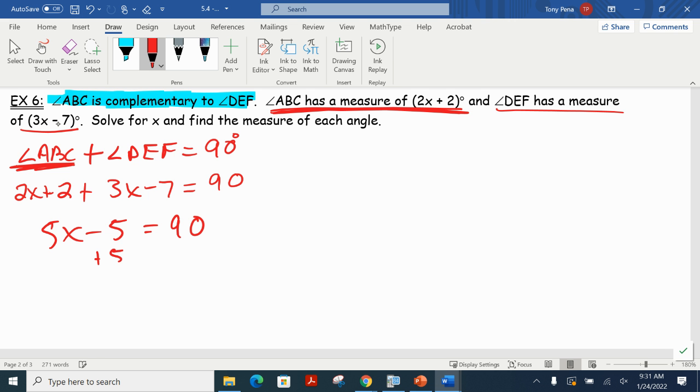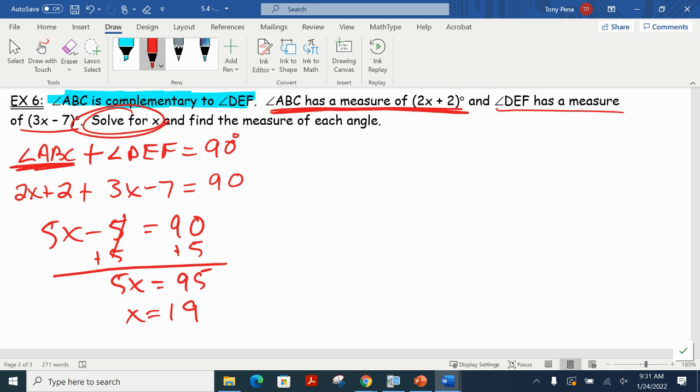You will add 5 to both sides. Then you will divide. That is what? 145 divided by 5... 19? I think it's 19. Definitely 19. All right, so then answer the question. You're going to solve for x. We have that taken care of.